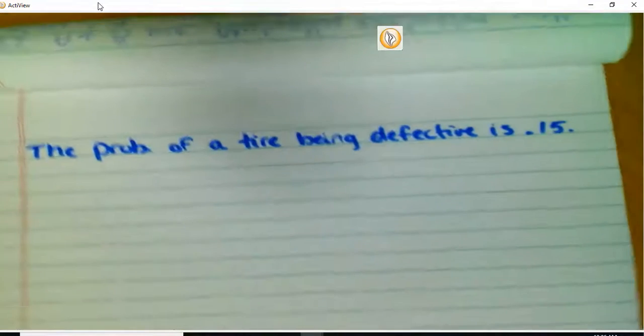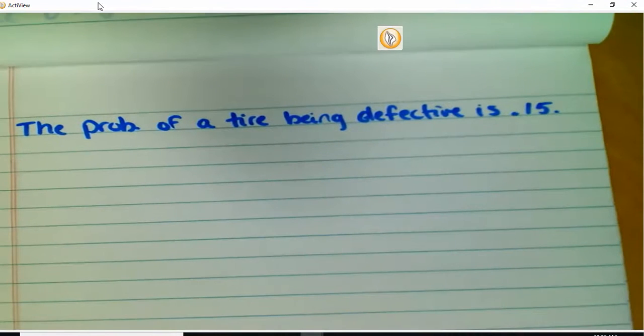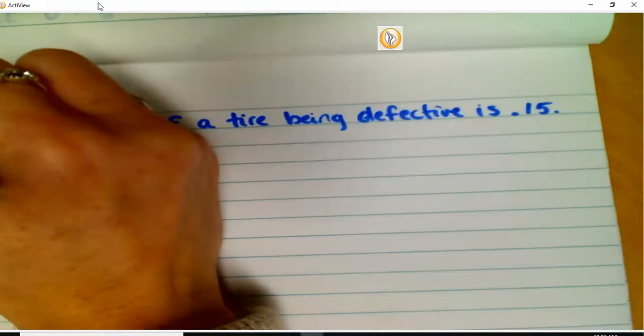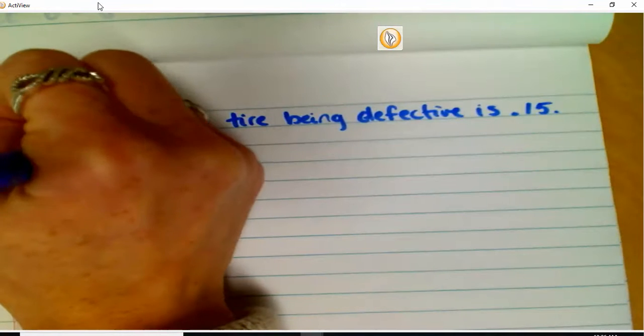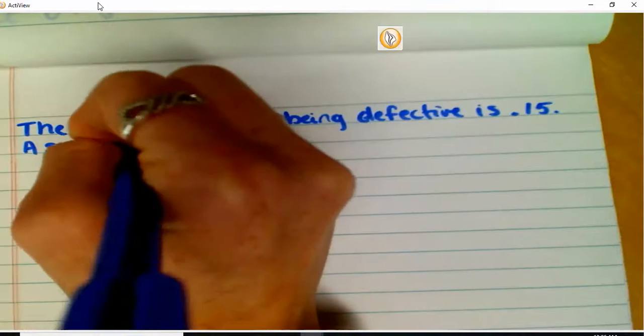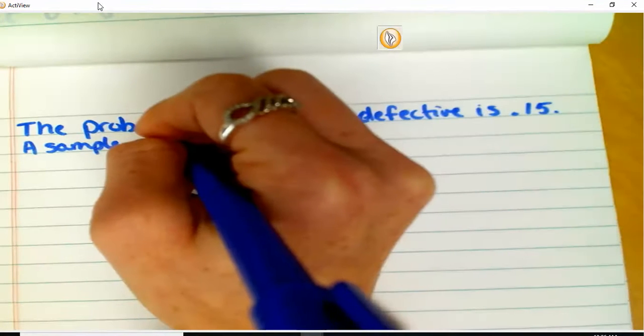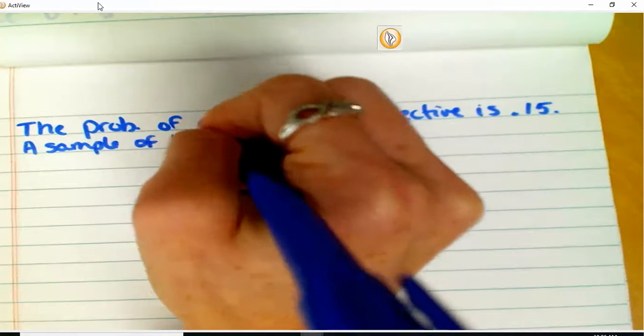So let's say we have a certain tire company. The probability of them making a defective tire is 0.15. Let's say a sample of 15 tires is inspected.